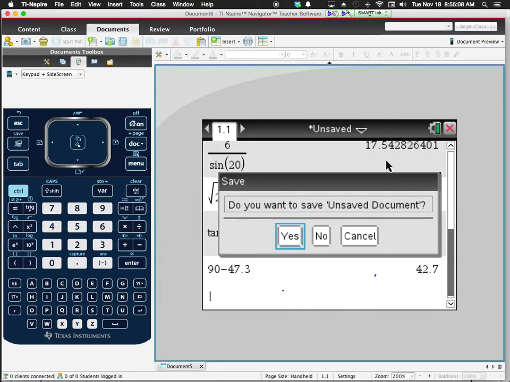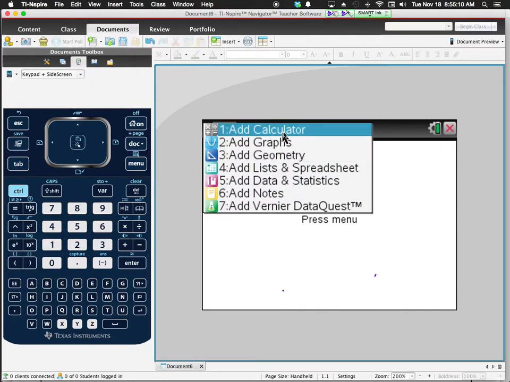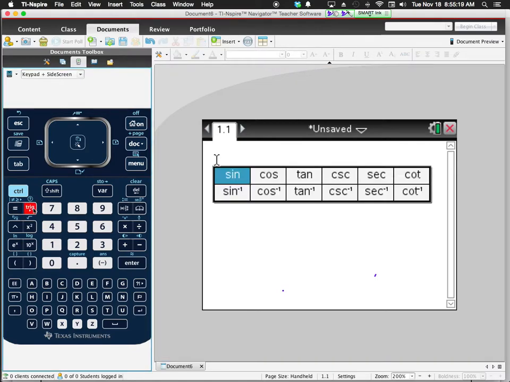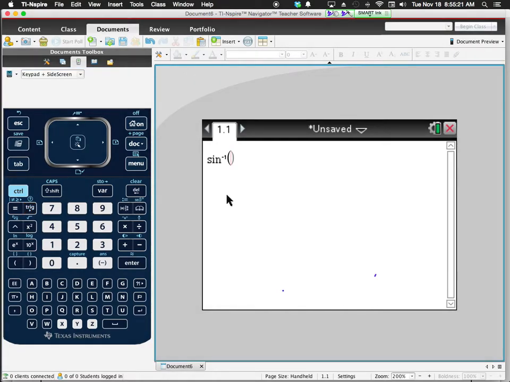Okay, and again, we want a new document. Stay away from Scratchpad. Scratchpad is evil. So again, where am I going to find inverse sine? Hit your trig button, and then we've got the inverse sine button. Then all I have to do is 7 divided by 29 on the inside of it. Press enter, and it gives me my angle.